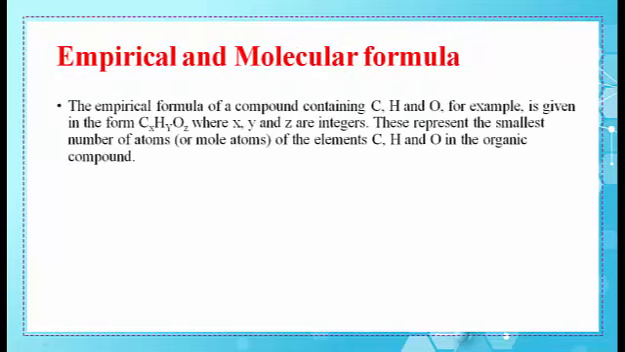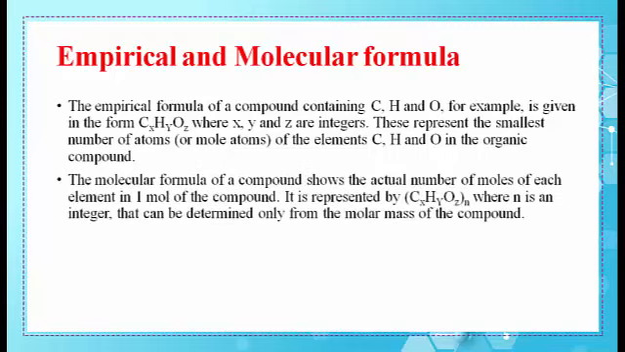Empirical and molecular formula. First, the empirical formula of a compound containing carbon, hydrogen, and oxygen, for example, is given in the form CxHyOz, where x, y, and z are integers. These represent the smallest number of atoms or mole atoms of the elements carbon, hydrogen, and oxygen in the organic compound. While the molecular formula of a compound shows the actual number of moles of each element in 1 mole of the compound, it is represented by (CxHyOz)n. It is very important, where n is an integer that can be determined only from the molar mass of the compound.